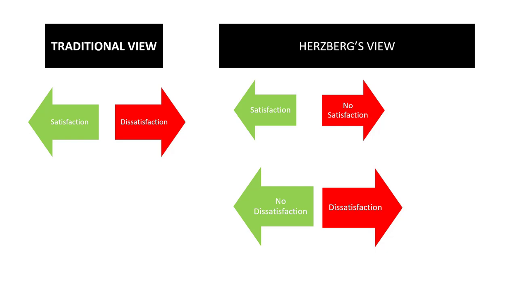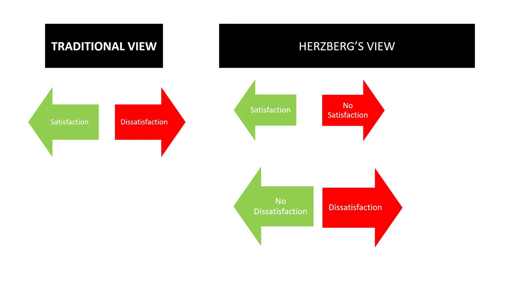As per the traditional view, one would expect that if the presence of certain factors made a person feel good, the absence of those factors will make the same person feel bad. So, if factor A makes a person feel good, then he is satisfied with factor A. And the absence of the same factor will make the person feel bad or dissatisfied.